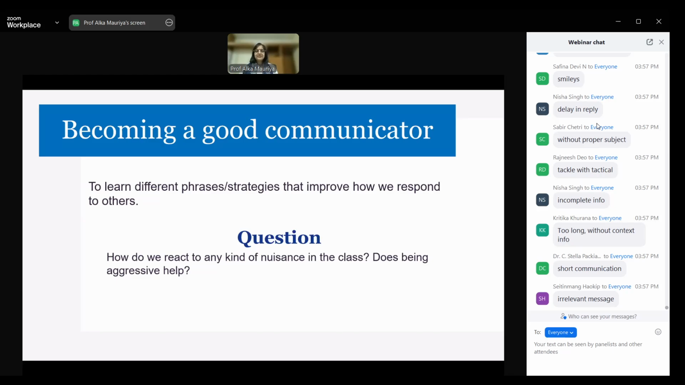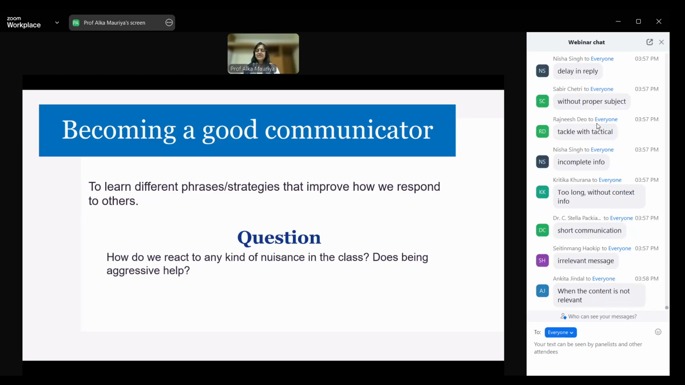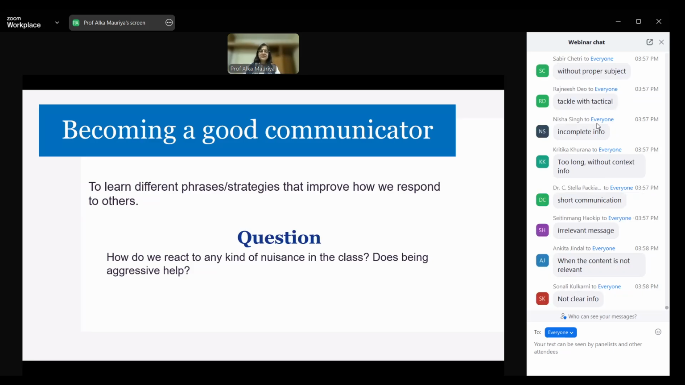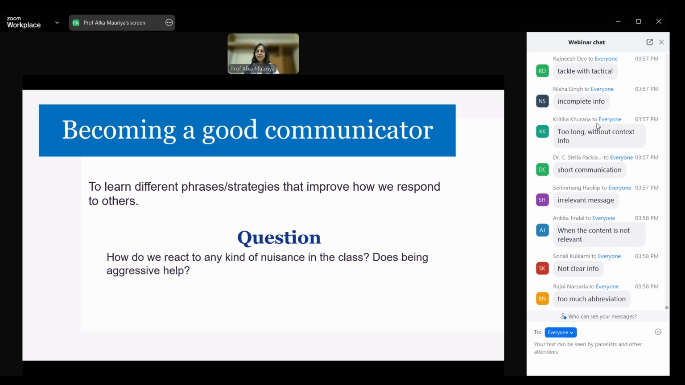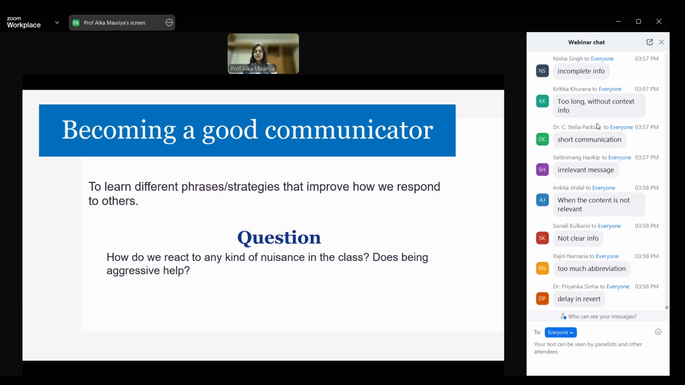Irrelevant message. Quickly, I want everyone to respond. And again, it's the same thing which is happening. Out of 124, I think it's just 5, 10, 15% who are communicating. Not clear info when the content is not relevant. I can see the same name on the chat window, and probably I look forward to others also to engage.